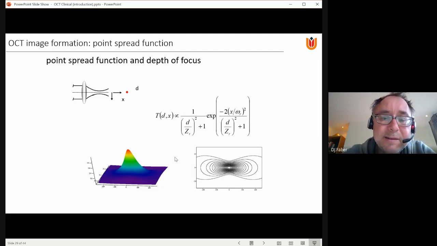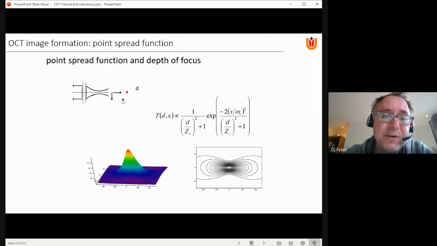So what you see in this graph here is the signal that you would get if you have an OCT beam that has a focus somewhere here, and then a small spherical particle somewhere here at a distance d from the focus point in depth, and a distance x from the focus point in the other direction. And you can calculate what signal you would measure as a function of the position d and x of that particle.